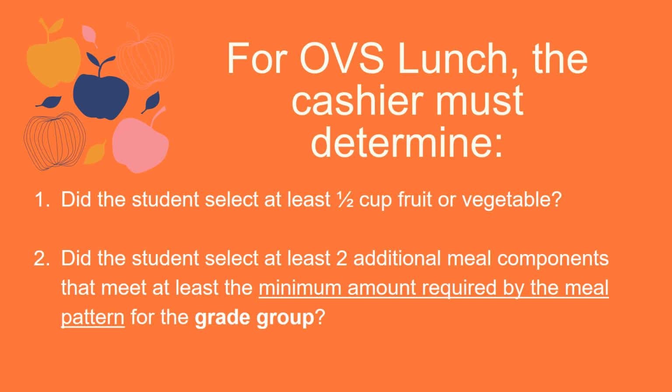For an offer versus serve lunch, the cashier must determine, did the student select at least a half cup of fruit or vegetables? And did the student select at least 2 additional meal components that meet at least the minimum amount required by the meal pattern for the grade group?